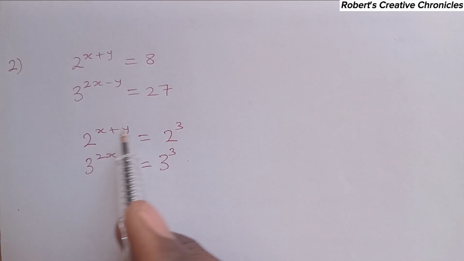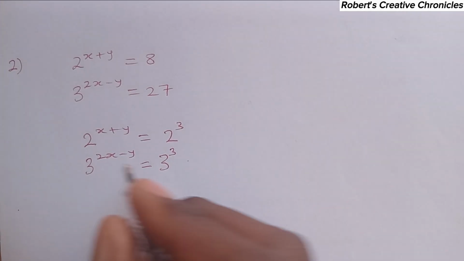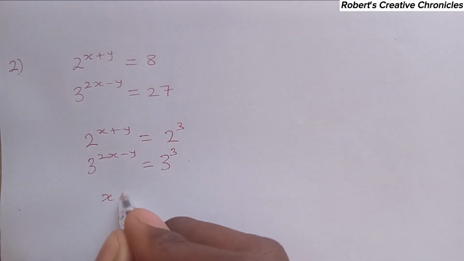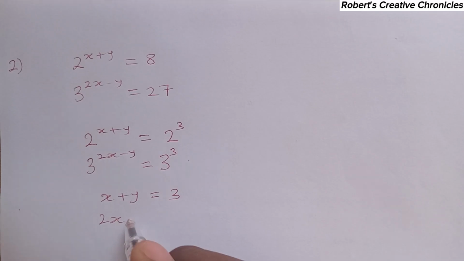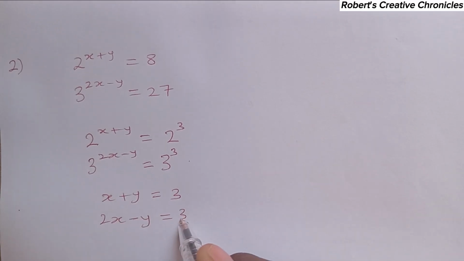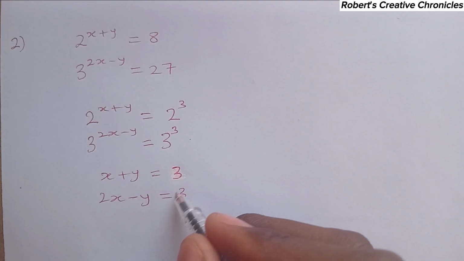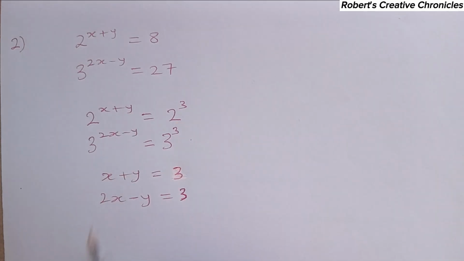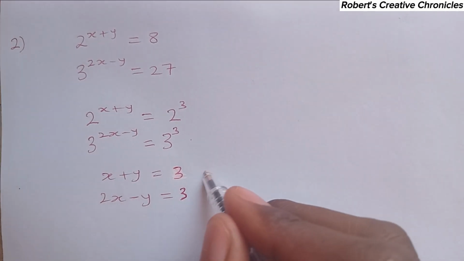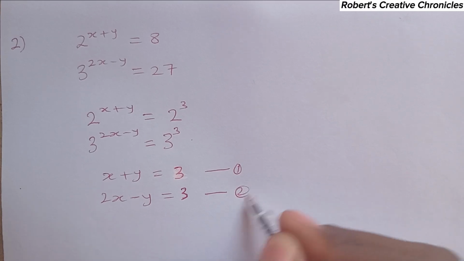According to the law of indices, the powers can be equated. So from the first one, x plus y will be equal to 3. And from the second one, 2x minus y is equal to 3 also, from the powers, according to the law of indices. So this now becomes equation 1. This now becomes equation 2.